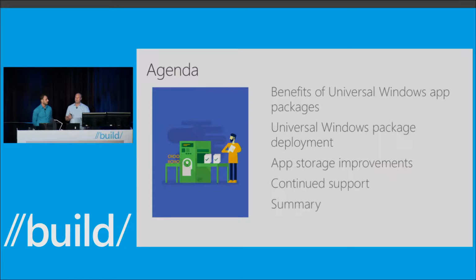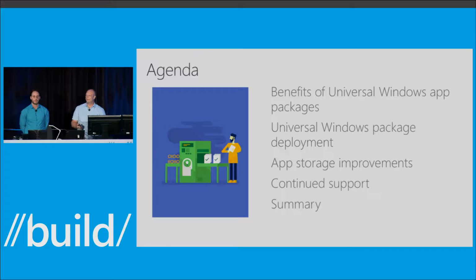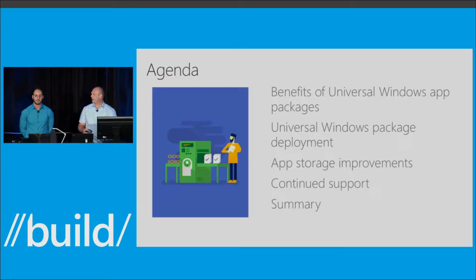So specifically what we're going to be covering today is benefits of universal Windows app packages and deployment. Specifically diving deep into packaging and deployment from a developer perspective, looking at what it looks like locally, and reviewing what's new with Windows 10 in that respect. We're also going to cover app storage improvements, getting more app with less space, and the continued support for down-level packages or previous platform version packages. And then at the end, I'll wrap it up.